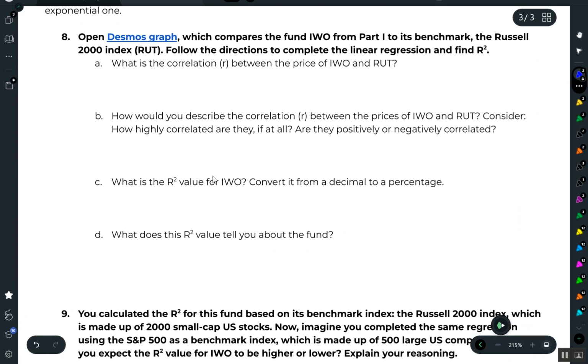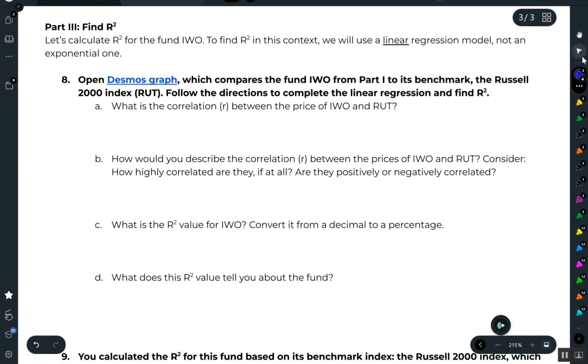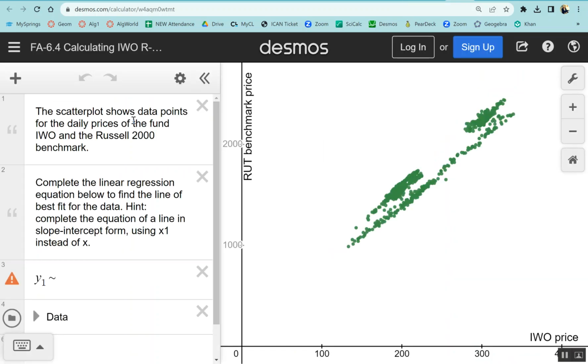Then you have to do another Desmos graph. So you click on the link. They give you a scatter plot that shows data points for the daily prices of the fund IWO and the Russell 2000 benchmark. Complete the linear regression equation below to find the line of best fit for the data. So this is a linear regression.